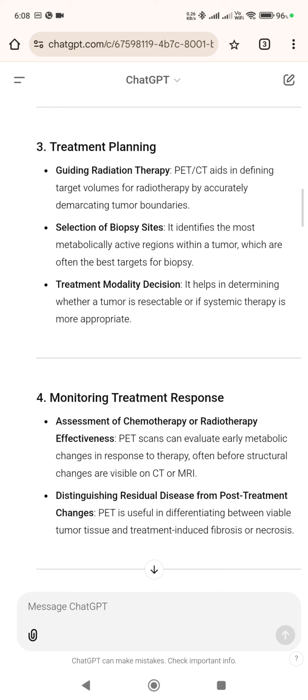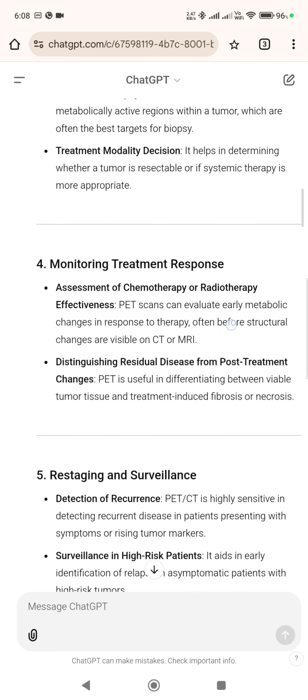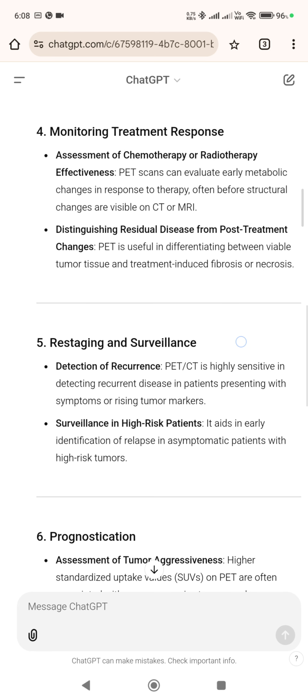4. Monitoring treatment response. Assessment of chemotherapy or radiotherapy effectiveness. PET scans can evaluate early metabolic changes in response to therapy, often before structural changes are visible on CT or MRI. Distinguishing residual disease from post-treatment changes. PET is useful in differentiating between viable tumor tissue and treatment-induced fibrosis or necrosis.